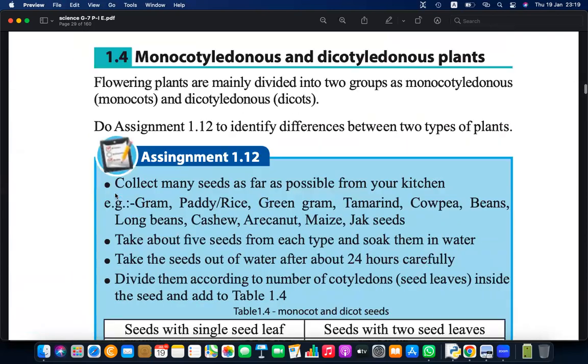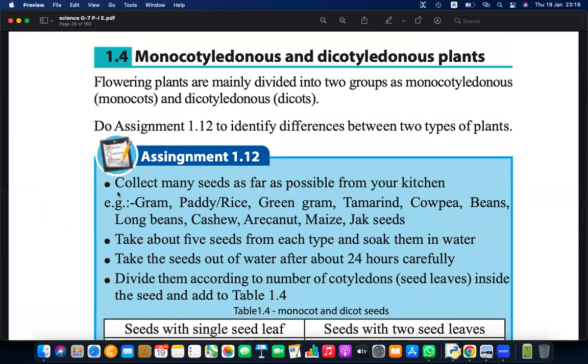Okay, then finally we discuss the monocotyledonous and the dicotyledonous plants.